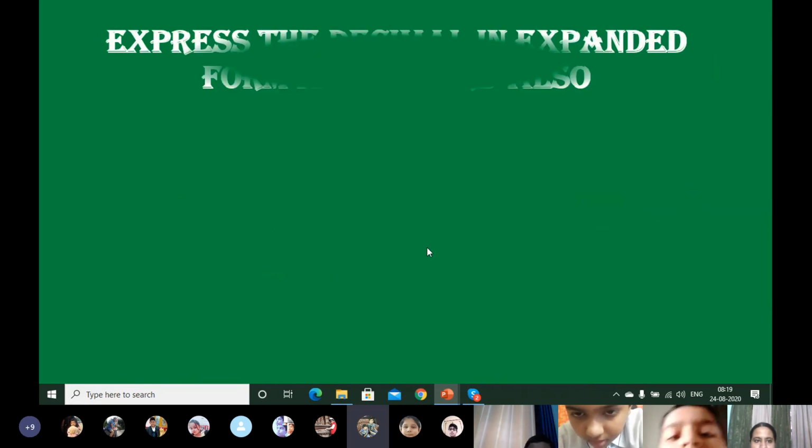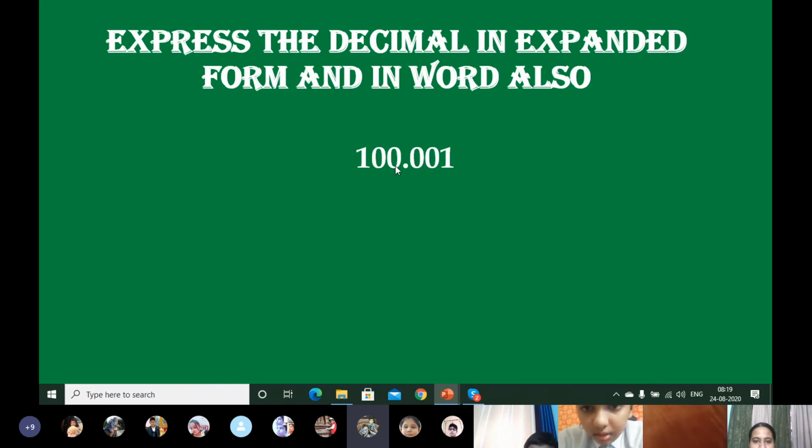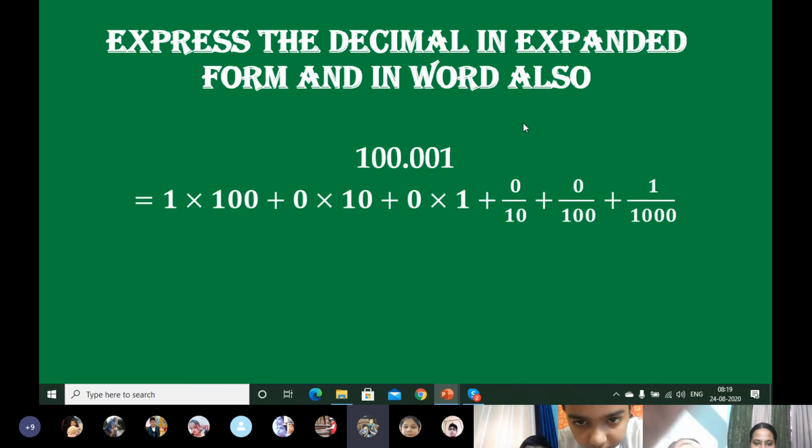Next type of question. Express the decimal in expanded form and in words also. Means you have to write the number name also and you have to expand it also. I'm showing. See, I've taken 100.001. 1 into 100 plus 0 into 10 plus 0 into 1. These are the whole numbers before the decimal.